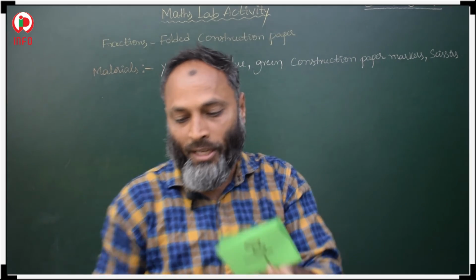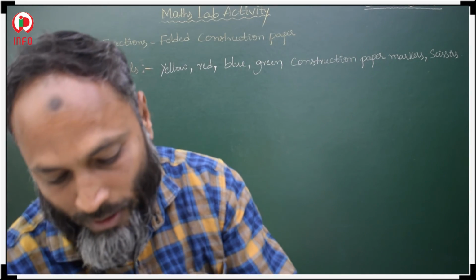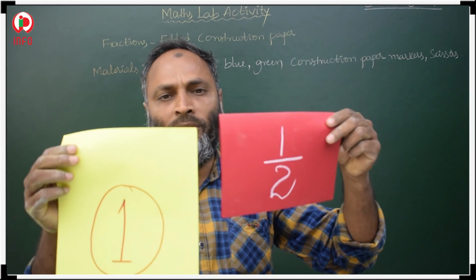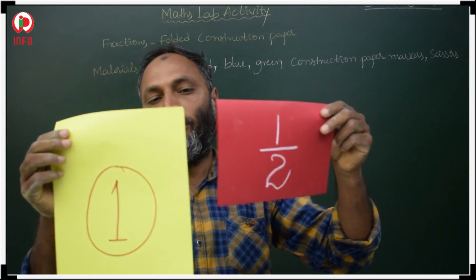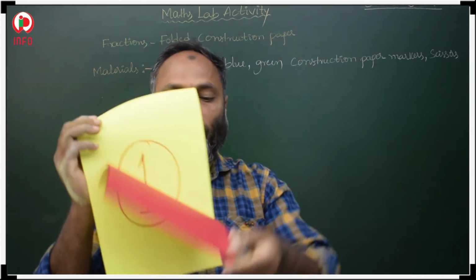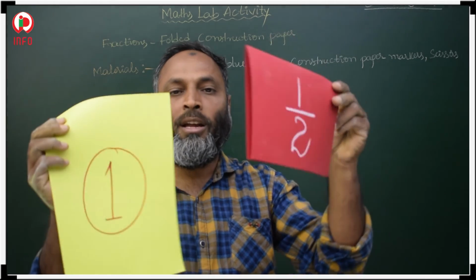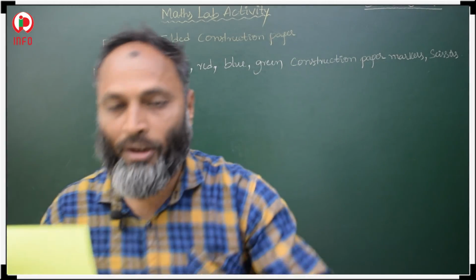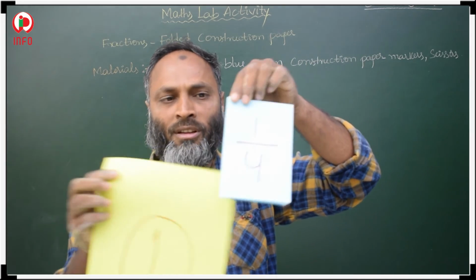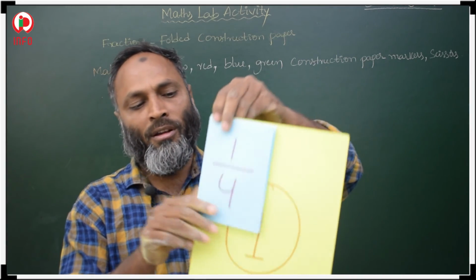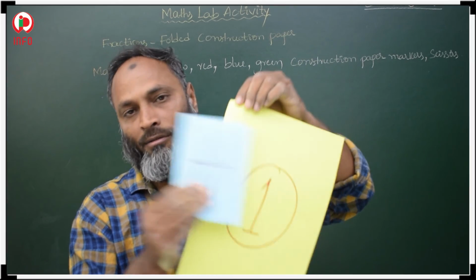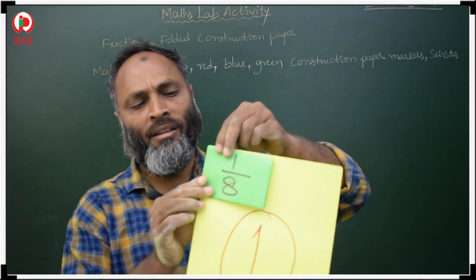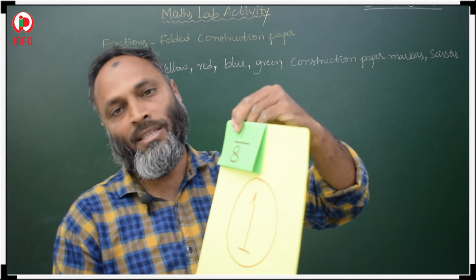See here, this is 1 by 2. 2 1 by 2s make one whole. If you double 1 by 2, then this is 1. In the same way, if you fold 2 times, this is 1/4, and 4 1/4s make 1. If you fold thrice, this is 1 by 8, and 8 1 by 8s make 1.